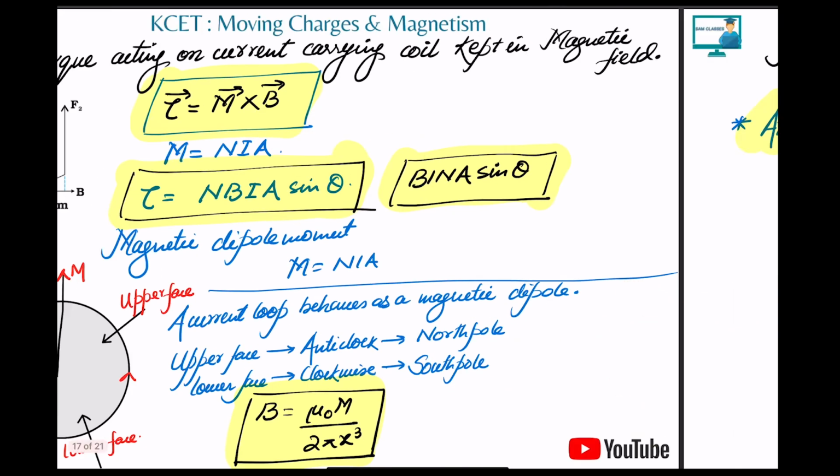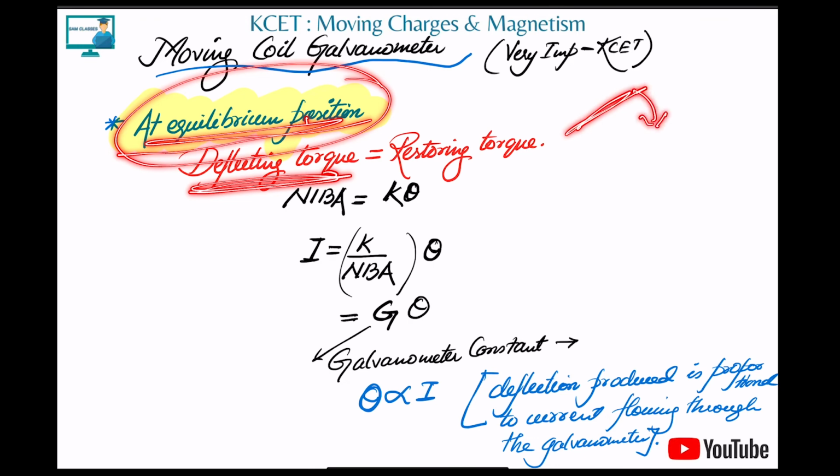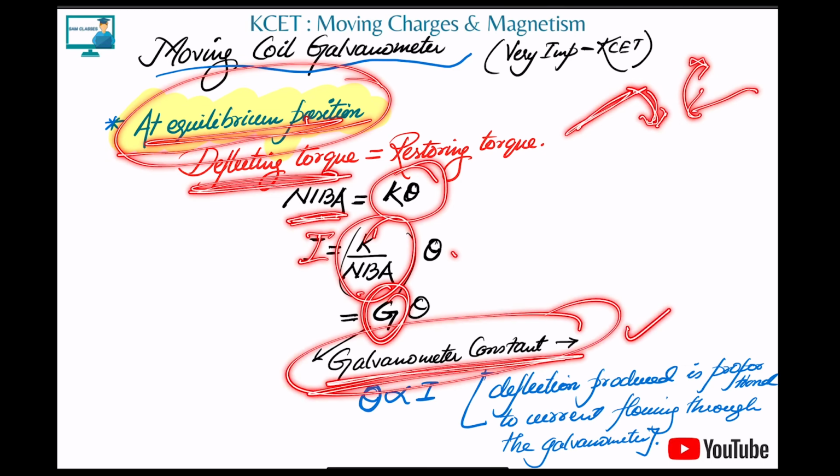Okay, clear. Let's see the next part, moving coil galvanometer, very important for the KCET. Now, a few things you need to remember: at equilibrium position, the deflecting torque, the torque which is making it deflect, is equal to the restoring torque which is trying to bring it back, and that is NIBA = Kθ. From here, I = (K/NBA)θ, and this whole constant we write as G, that is known as the galvanometer constant.